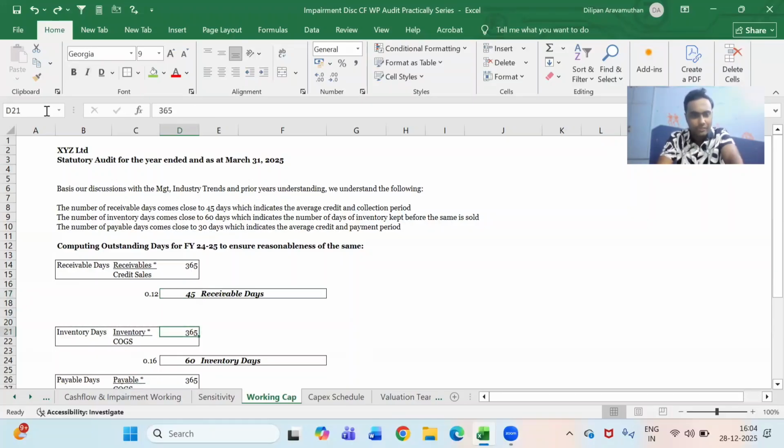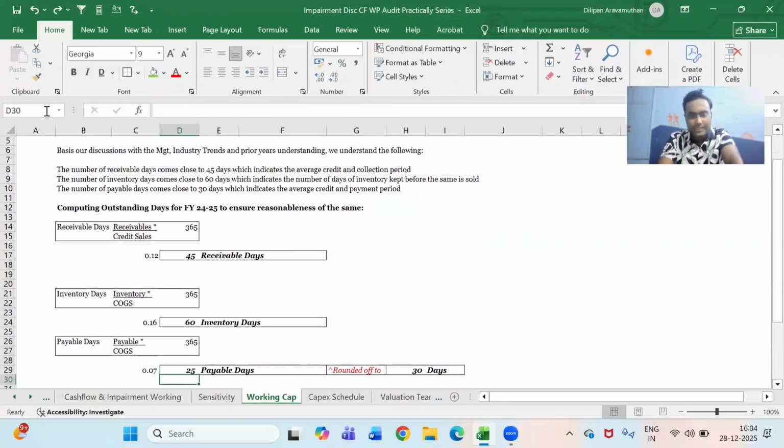Similarly for inventory, I basically take my inventory divided by cost of goods sold into 365. So if you see here, inventory is basically linked to my P&L, balance sheet, and my cost of goods sold is basically the sum total of my cost of materials consumed, changes in inventory, and purchases of stock in trade. That is clear. And by doing so, we get an inventory days number of 60.